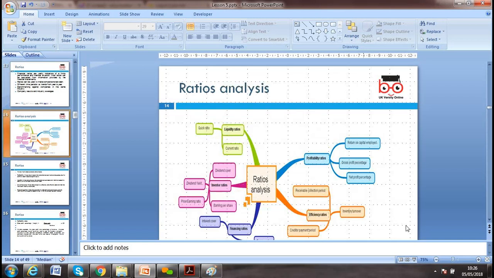Can you see the slides? Yes, sir. Is it readable?